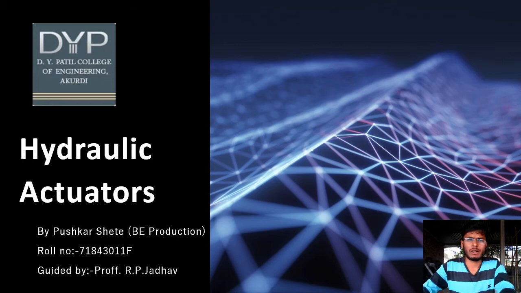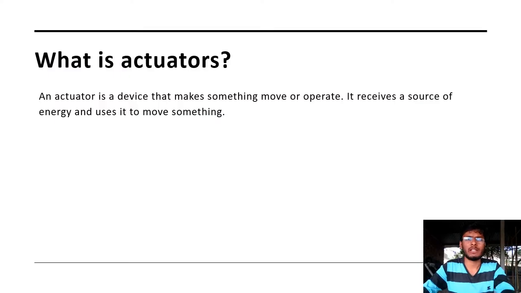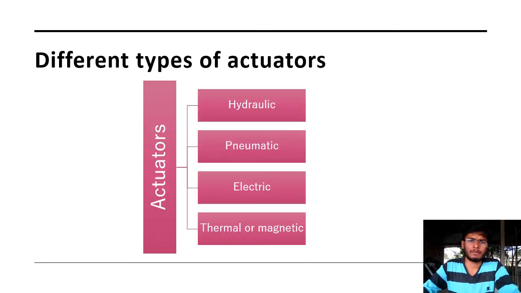Hello everyone. Today we are going to discuss hydraulic actuators. So first of all, let's start here. What is an actuator? An actuator is a device that makes something move or operate. It receives a source of energy and uses it to move something. So what is the source of energy?